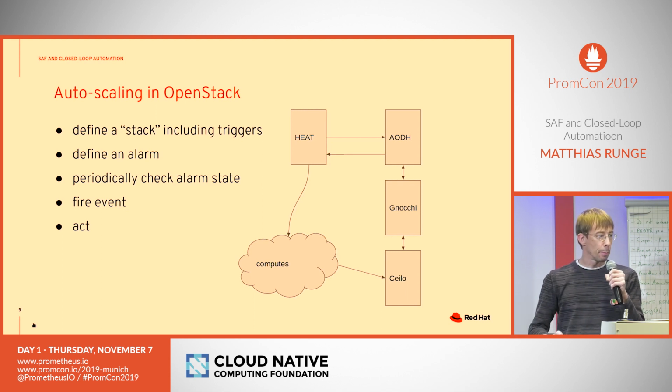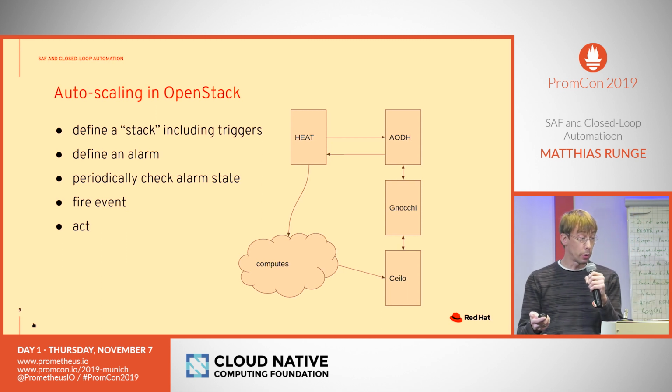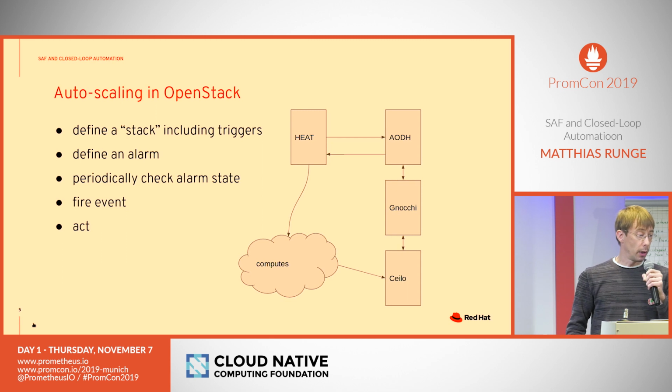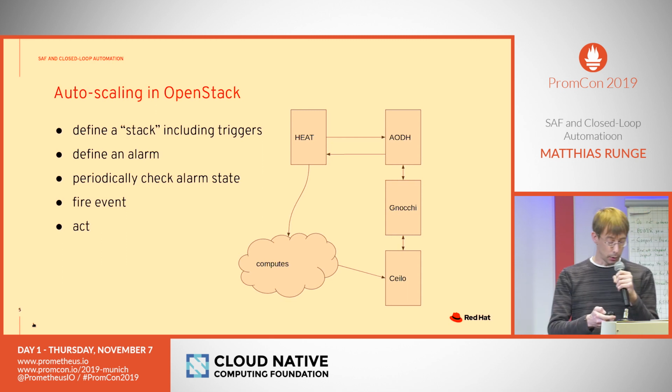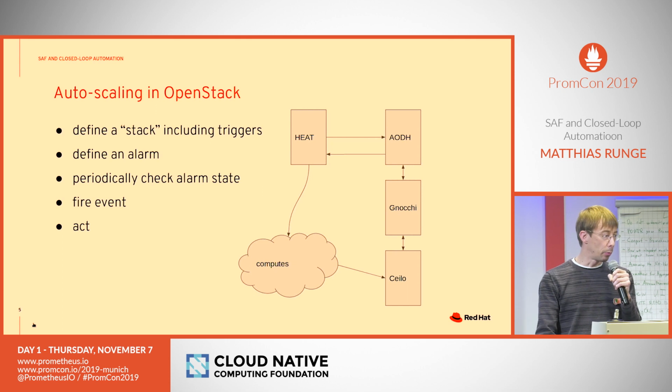And you check that alarm and fire an event if that happens. So that basically translates to Prometheus and Alert Manager as well. But Heat, AODH, and Gnocchi, and so on, are all multi-tenant. And this is nothing known in Prometheus and Alert Manager. So that becomes a pain as well.